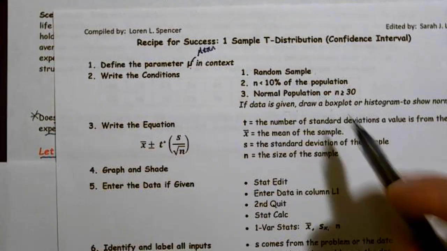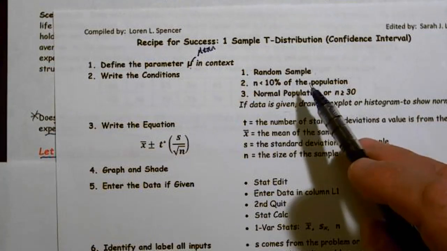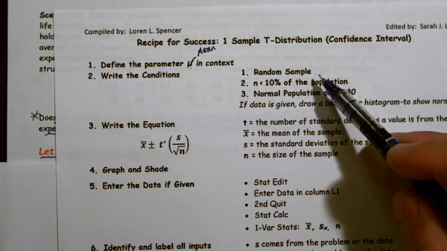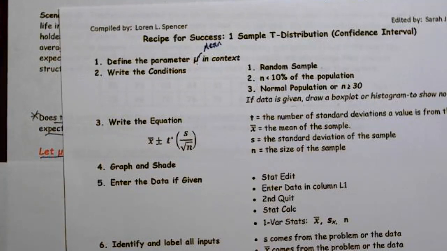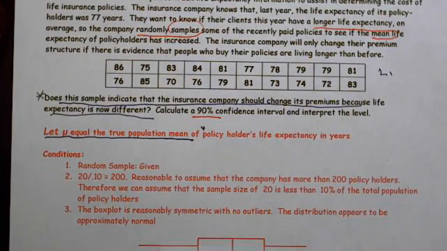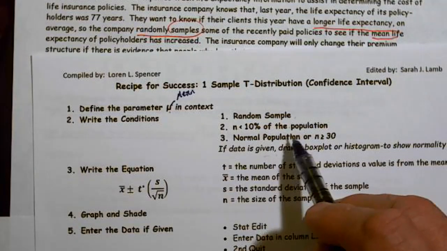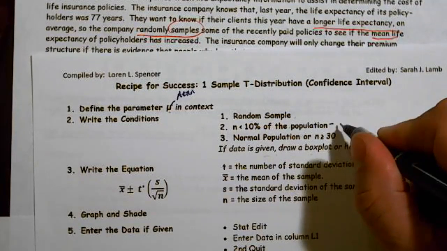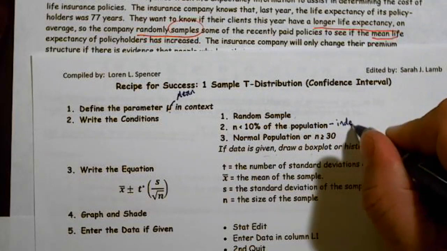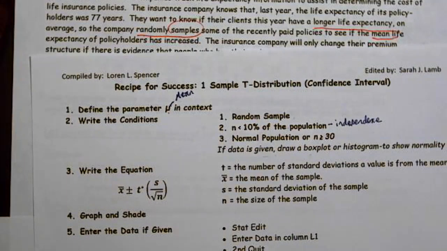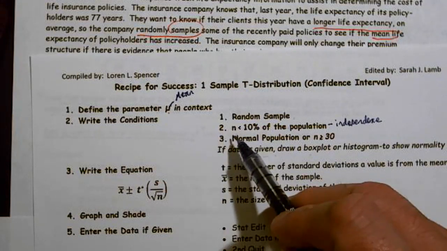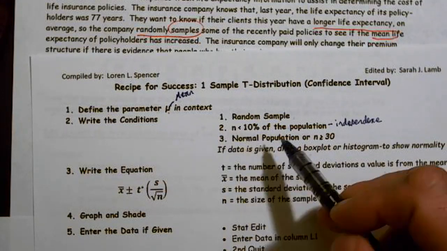The second thing we need to do is write our conditions out. Okay, and the first condition is random sample, and they told us it was random, so we're going to say that it was a random sample, and that was given. The next one is N is less than 10% of the population, and remember, this kind of goes back to independence, and because we are sampling without replacement, we really aren't independent. So the question is, well, how much do we want to sample before we have to do a correction? Well, basically, if our sample size is less than 10% of the population, you're good to go.